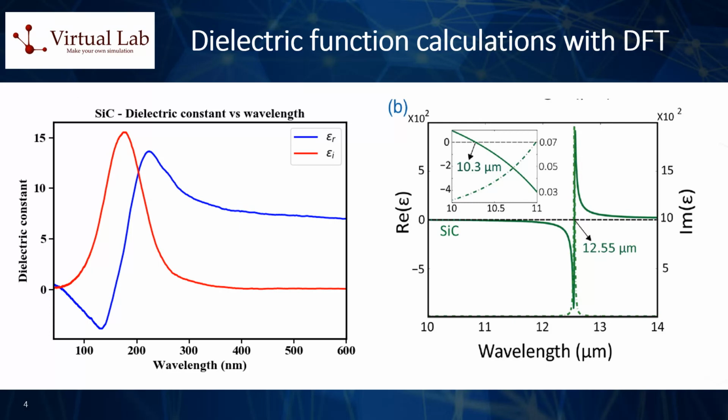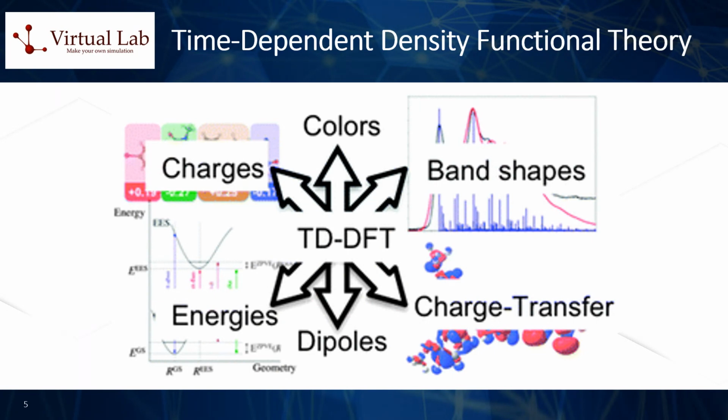Let us now discuss time-dependent density functional theory, or TDDFT, which is an extension of density functional theory that can be used to calculate the excited states of a system. This allows TDDFT to calculate the optical absorption spectra of a material, which corresponds to the transitions between different electronic states due to the absorption of light.